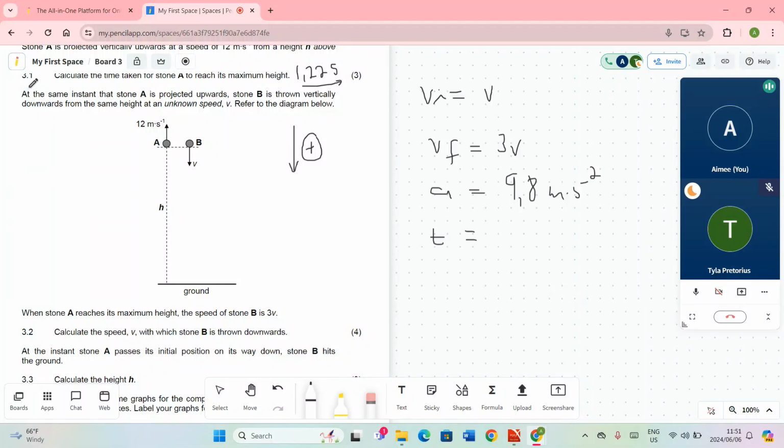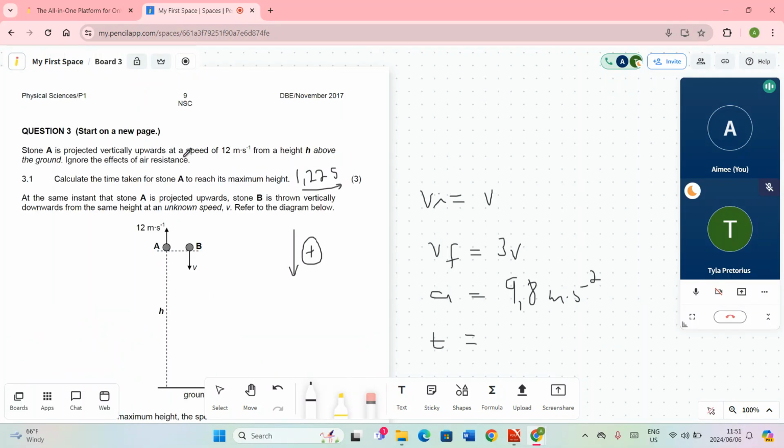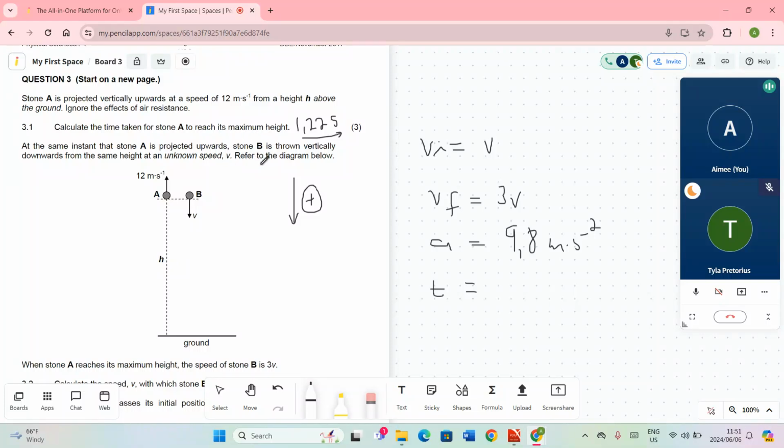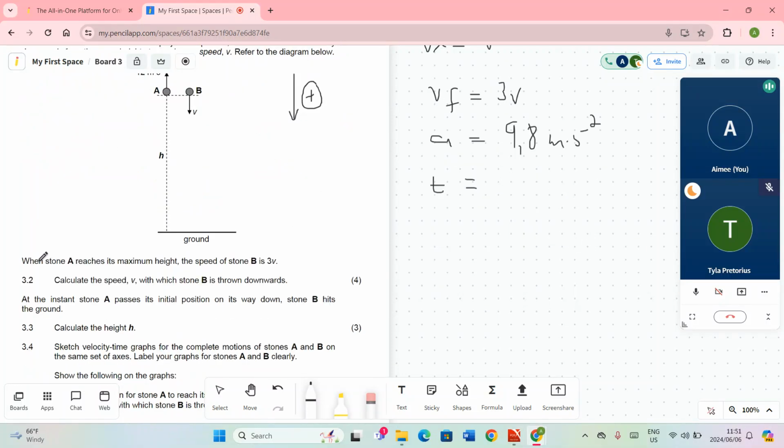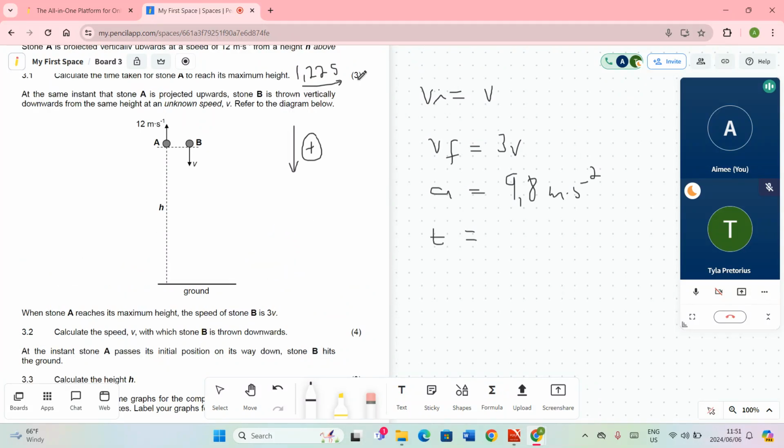Let's think carefully. It says at the same instant that stone A is projected upwards, stone B is also starting its motion. And when stone A reaches its maximum height, the speed of stone B is 3v. You already calculated that it takes stone A 1.22 seconds to reach its maximum height, which means it takes stone B 1.22 seconds to reach a speed of 3v, because those two things are happening at the same time. So we say 1.22 seconds.